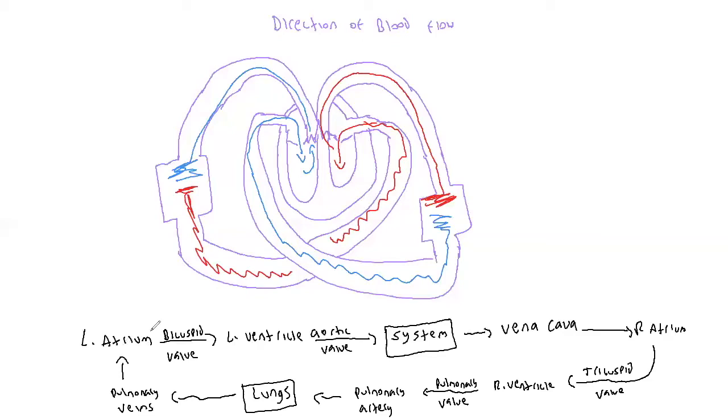So left atrium goes through the bicuspid valve into the left ventricle, then through the aortic valve and through the aorta. So when it goes through the system, it returns through the vena cava to the right atrium, passes through the tricuspid valve into the right ventricle, goes through the pulmonary valve into the pulmonary arteries. From the pulmonary arteries, it goes to the lungs, then it goes back through the pulmonary veins. That is the direction of blood flow through the heart.